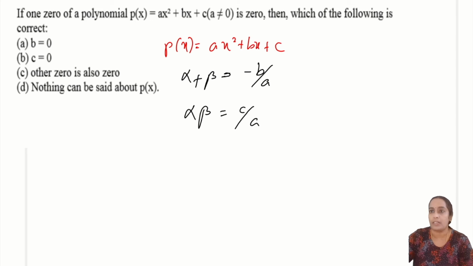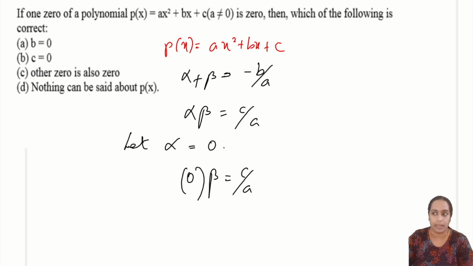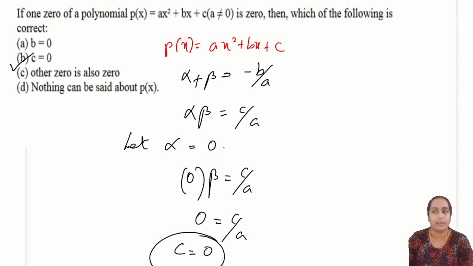The question says one zero is 0. So let my alpha be equal to 0. So 0 multiplied with beta equals c by a. I need to look at the options given. This 0 into beta is 0 itself. So 0 is c by a, which means my c is equal to 0. So it is option B. The other options don't match with this. Only option B is the correct answer.